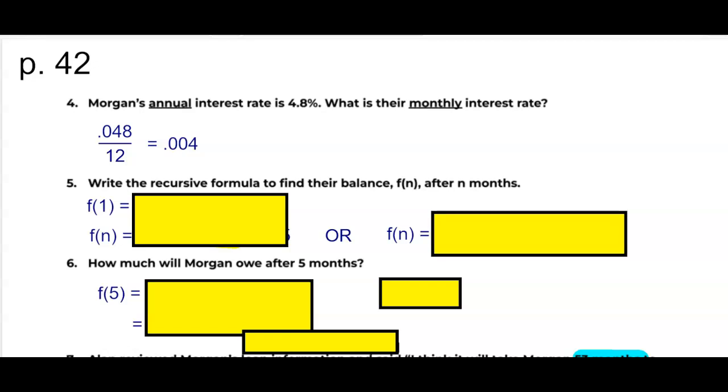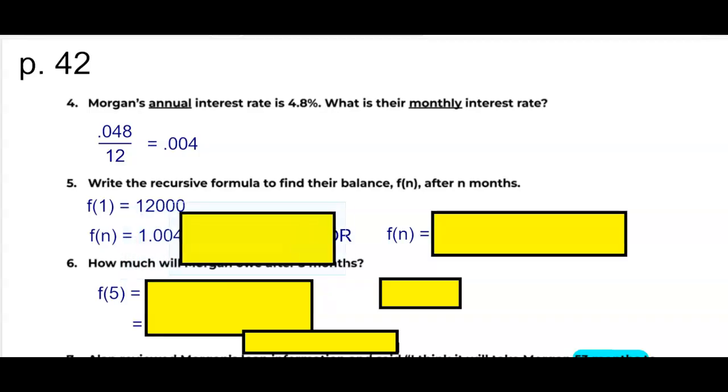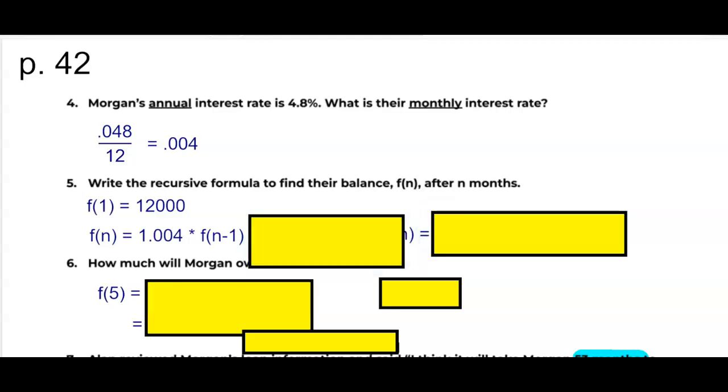Okay, so write the recursive formula to find their balance after n months. Recursive formula has 2 parts to it. So we have a term 1 and we have a term n. The term n describes the rule. The term 1 describes where it begins. So I'm starting at $12,000. Now every time a month goes by, I'm going to multiply 1.04 by the previous amount. So Fn minus 1 is the previous amount. So whatever I look at a row above, that's the Fn minus 1.